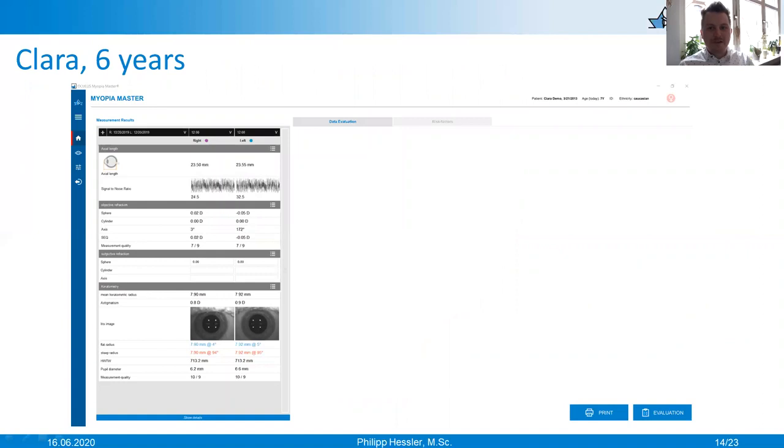And this is how the result display of the PC software looks like. First we have some objective parameters: the axial length, the refraction, and I can also add subjective refraction data. Furthermore, the keratometer values are displayed.